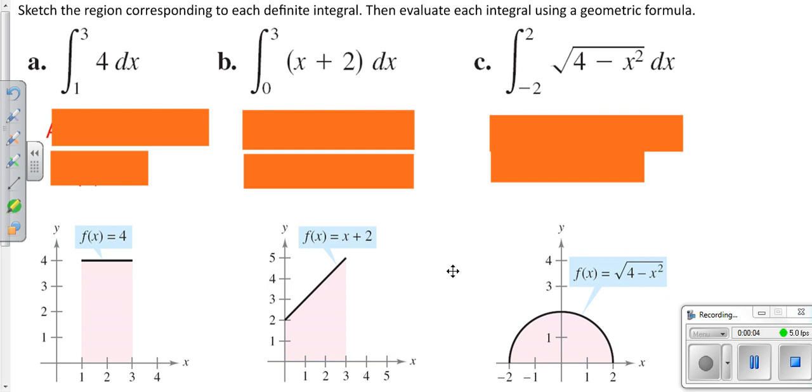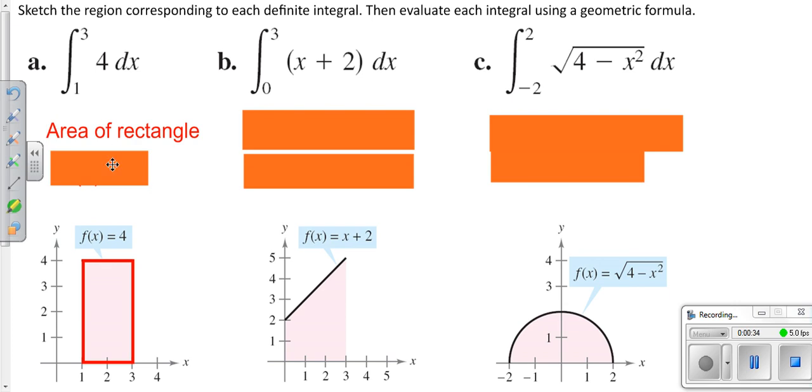Now, there are times it's easier to use geometry to figure out an integral than it is to go through that whole limiting process. When we look at this first one here, it's just 4, which is a constant function, which means we have a horizontal line going out at a height of 4 all the time. And we're looking at the area underneath that from 1 to 3, which you can see down below is just the shape of a rectangle. And you guys know how to find the area of a rectangle. In this case, it's 2 wide and 4 high, so we get an area of 8.